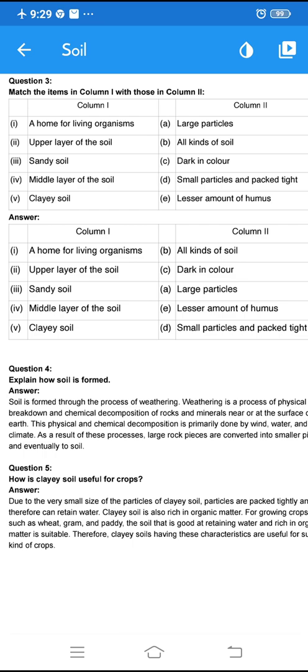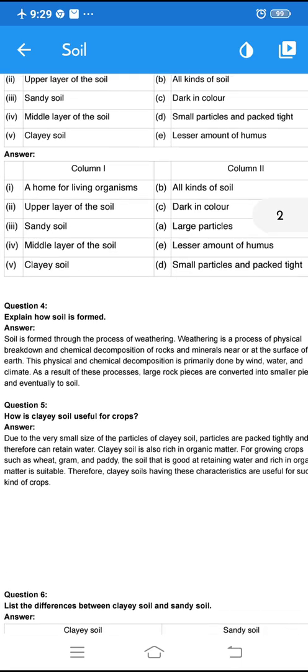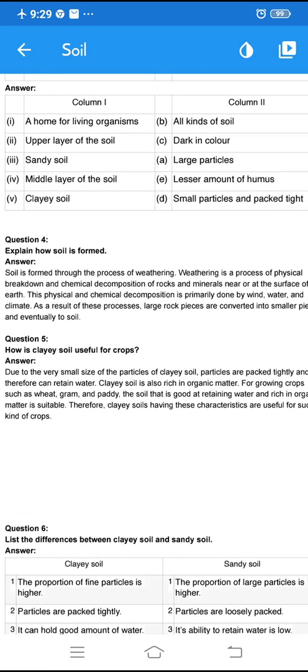So, a home for living organisms. Okay, which kind of soil is the home for all living organisms? No doubt at all, every kind of soil is the home for living organisms. Hence, the correct answer is that all kinds of soil are the home for living organisms. So, the second one is upper layer of the soil. What is the correctly matched phrase for this? Upper layer of the soil is usually dark in color. Okay, this is the correct answer for that.